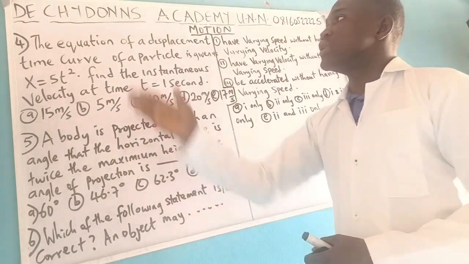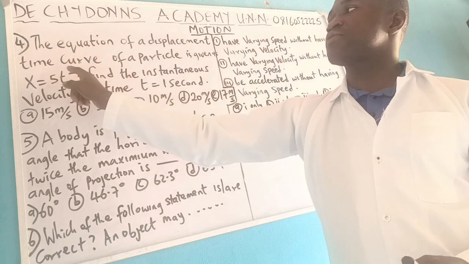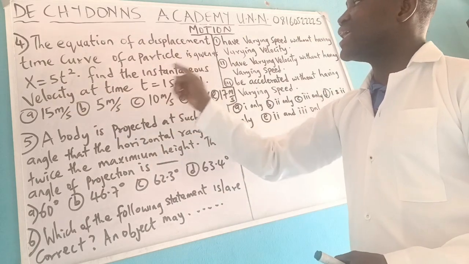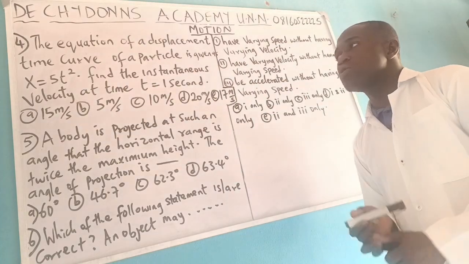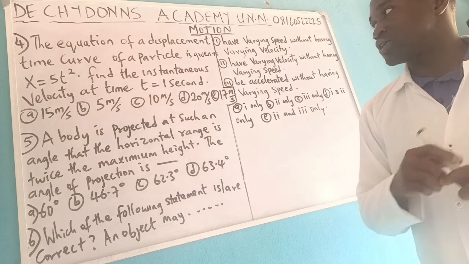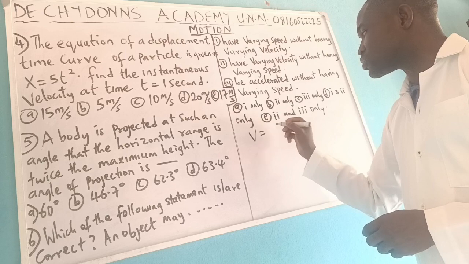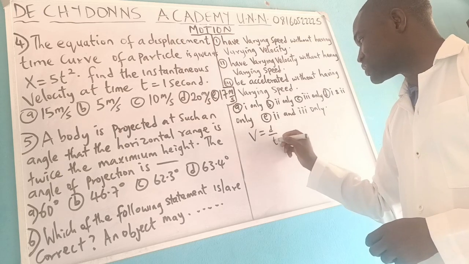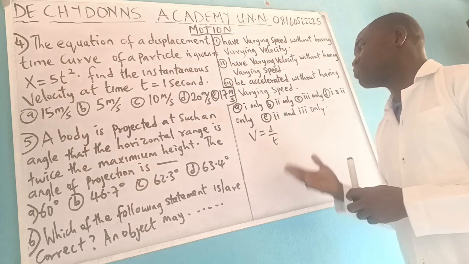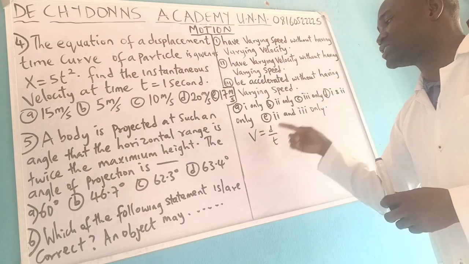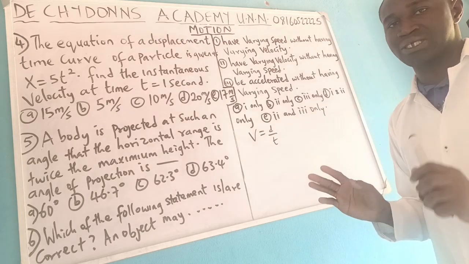Question 4. The equation of a displacement time curve of a particle is given as x equals 5t squared. Find the instantaneous velocity at time t equals 1 second. When you meet this type of question, what you need to do is remember v equals distance over time, or displacement over time. I'm just saying distance because I saw d, but know that distance and displacement do not mean the same thing.